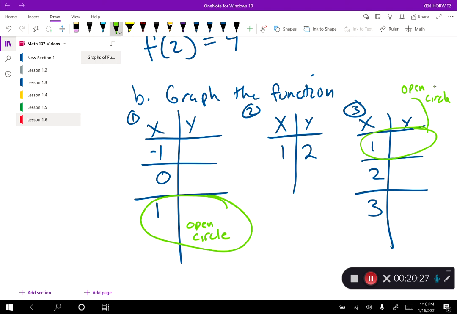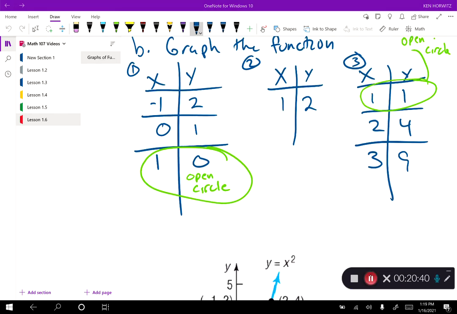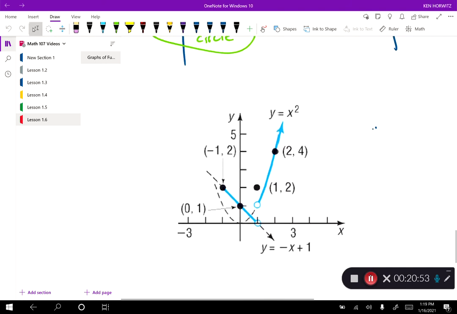Okay, so for my table, I got 2, 1, 0, 1, 4, 9. All right, so once the tables are filled out, you can make your points, connect the dots. Like I said, do not connect the dots between the tables. So your graph should look something like this.